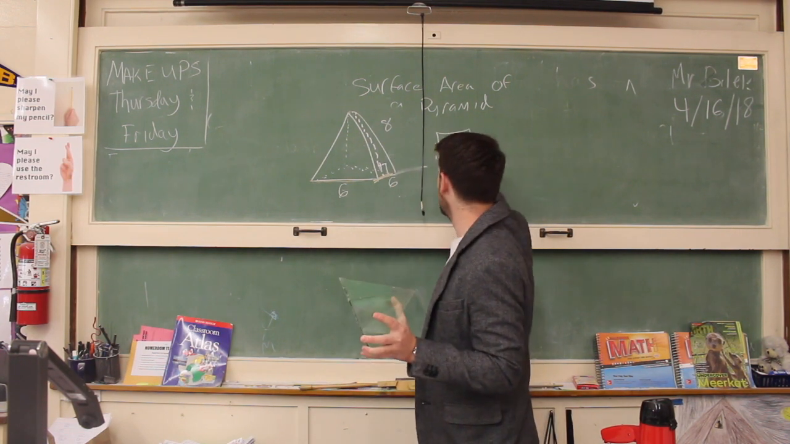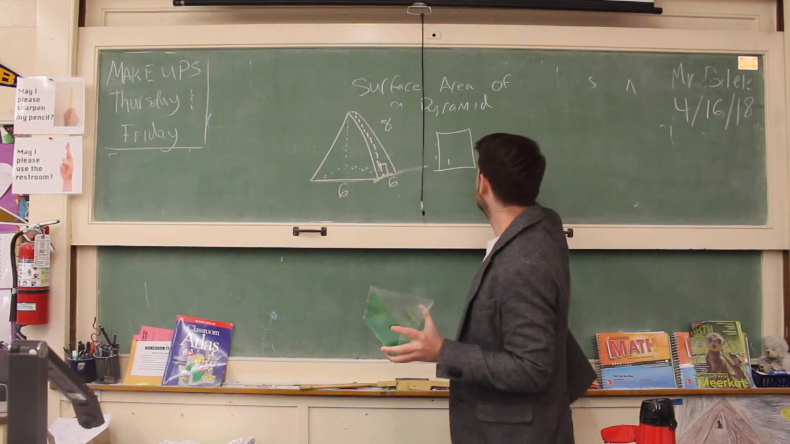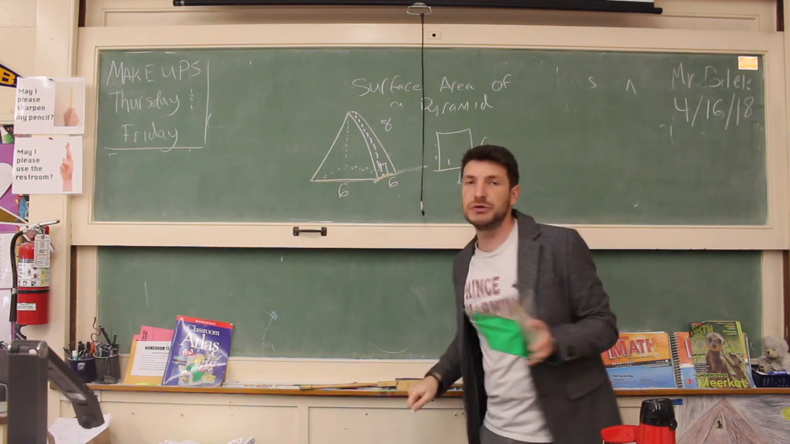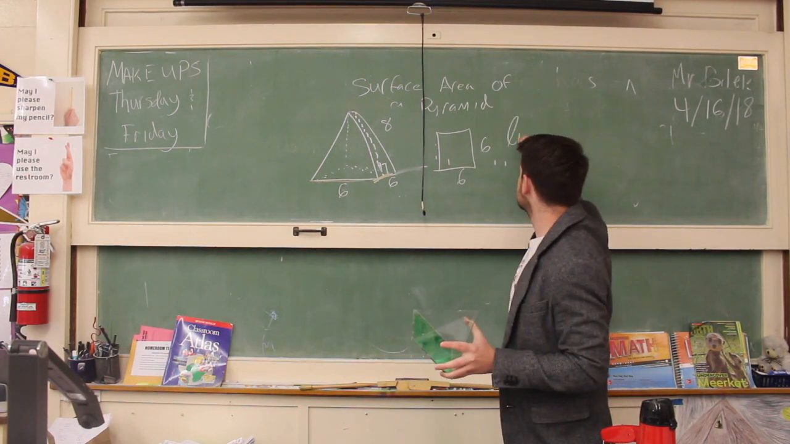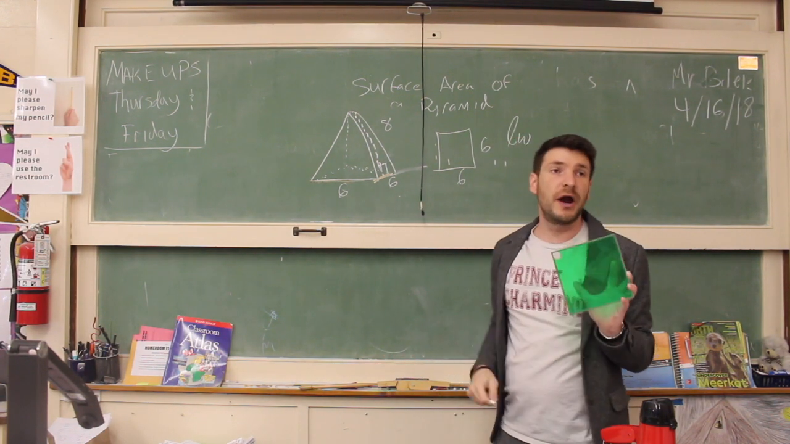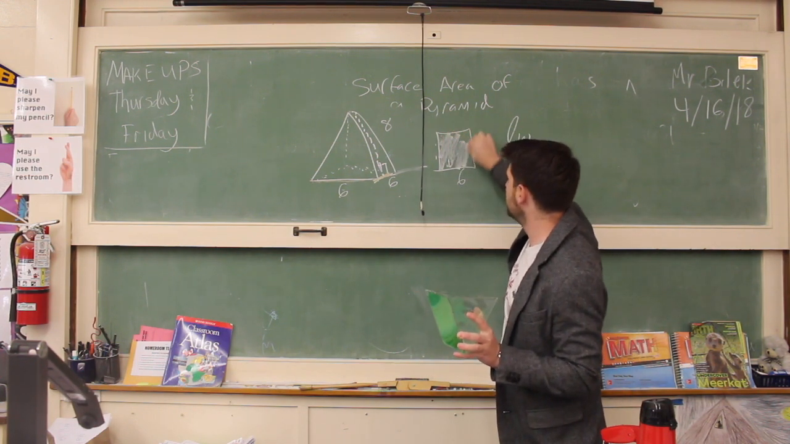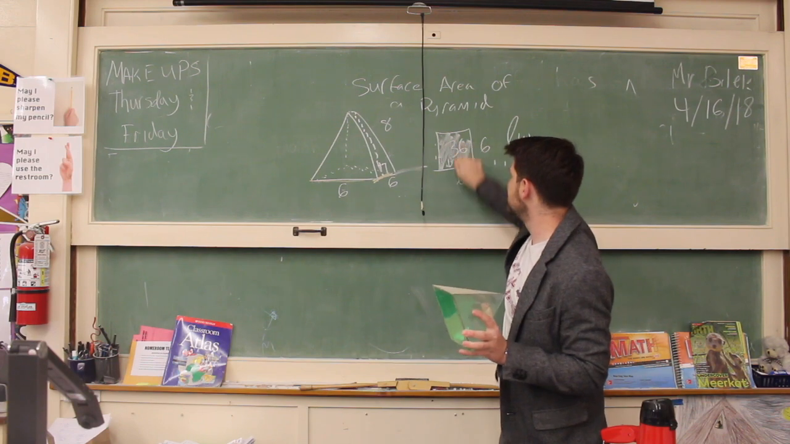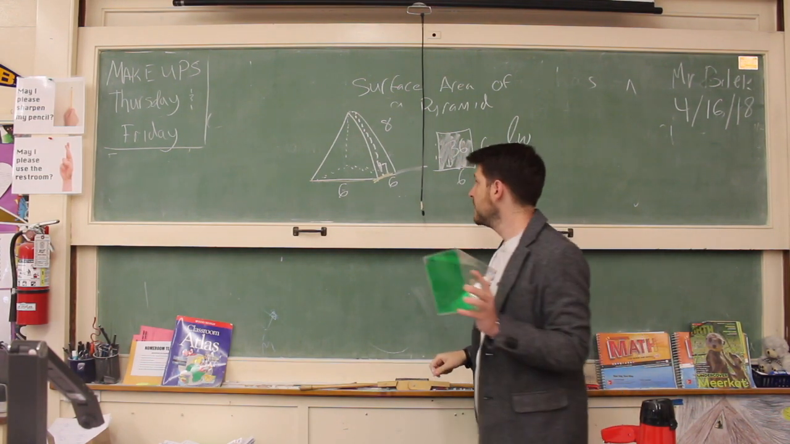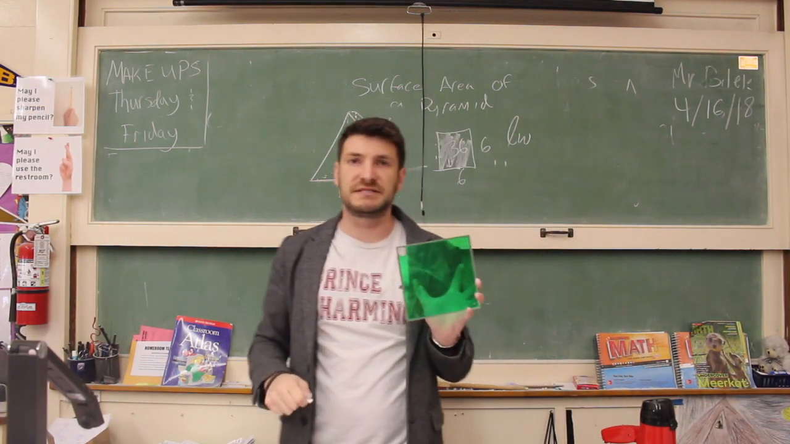So here we have our square. I'm going to draw this out right now. This side is 6, this side is 6. You know that 6 times 6, length times width, or simply 6 squared, will get you the area of this entire bottom of our pyramid, and this is 36. So we already have the bottom established.